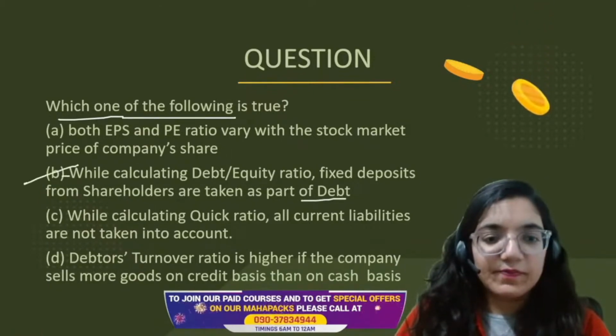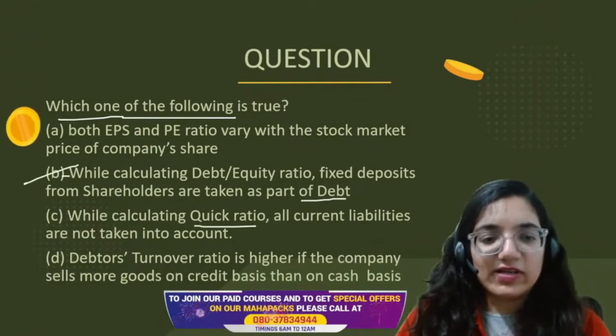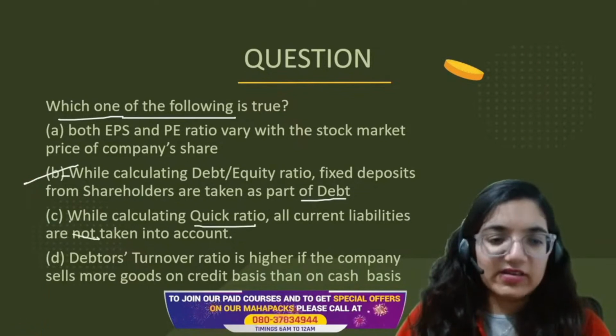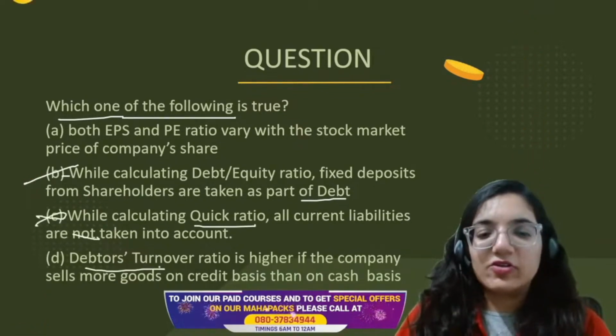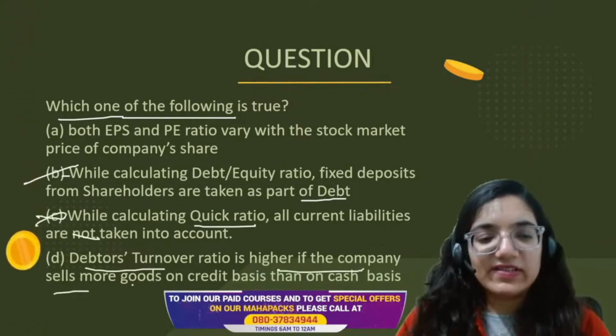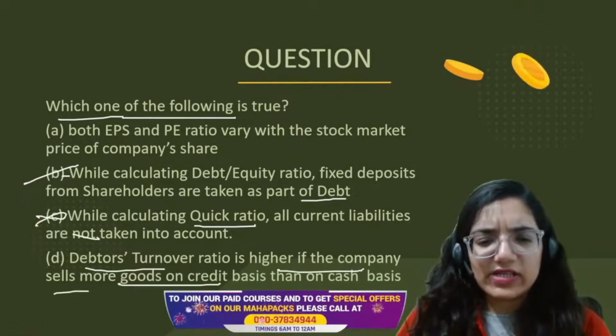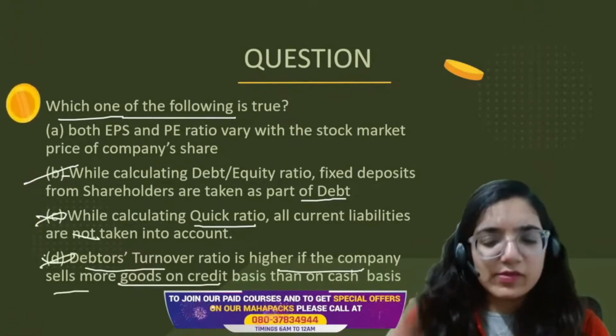Yes, this one's true. While calculating quick ratio, all current liabilities are not taken. It is taken into account. This is wrong. Debtor turnover ratio is higher if the company sells more goods than on cash basis. No. There's only one correct.